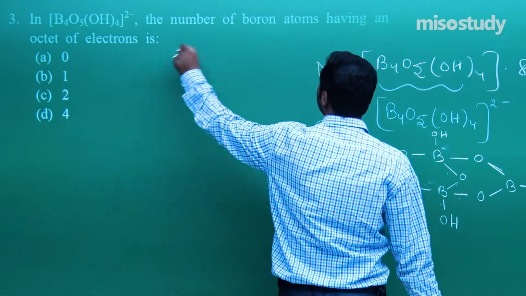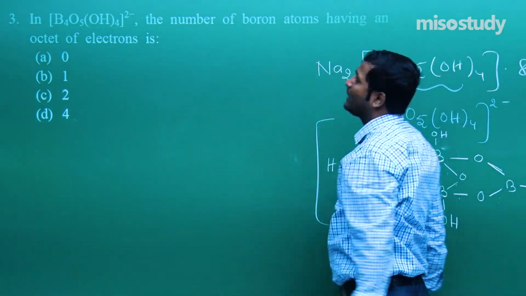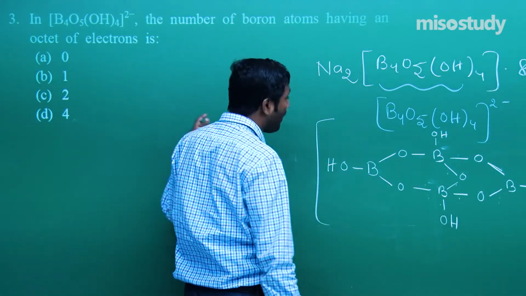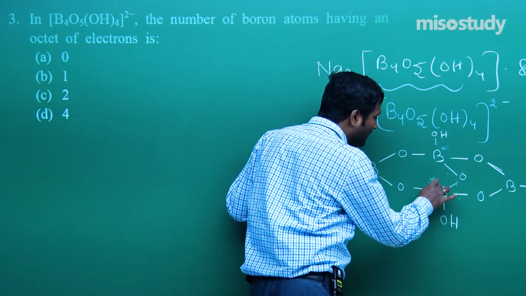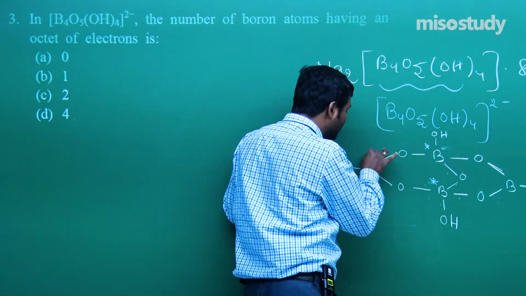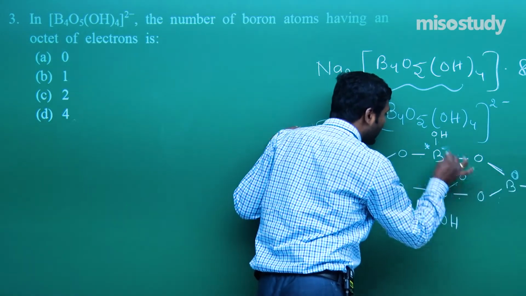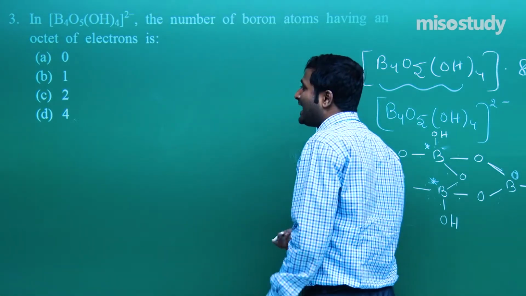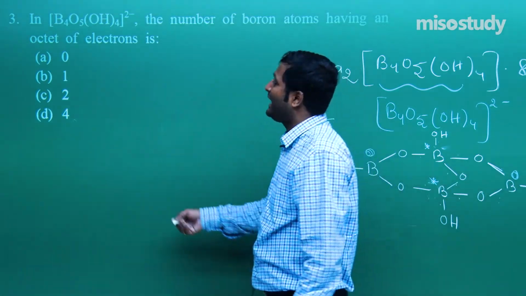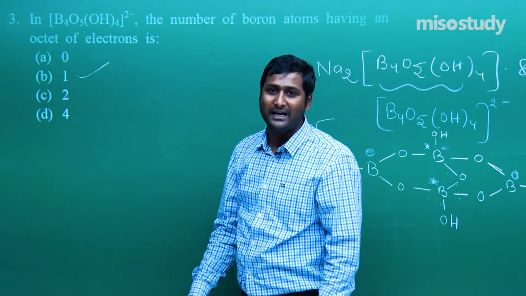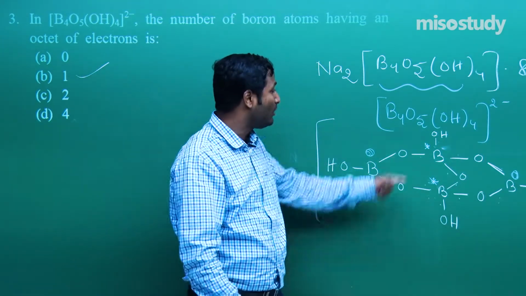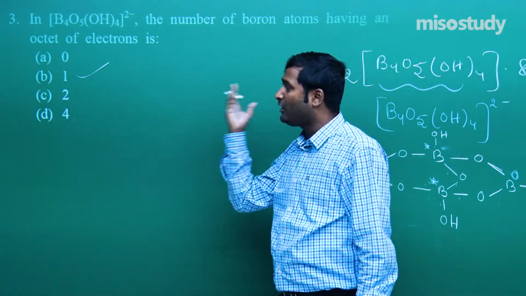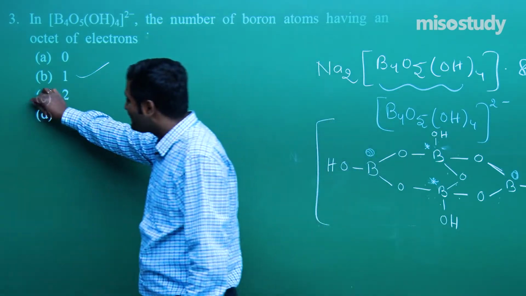Now the question is the number of boron atoms having an octet. Octet means 8. So tell me how many boron atoms? This one and this one are, and this one is not and this one is not. So 2 boron atoms have an octet of electrons. Now what is the answer? Sir, it's very simple. The answer is 1. Am I right? Sir, you are wrong. As you told, there are 2 borons. So why are you giving the B option as the correct option? Sir, C is the correct option.